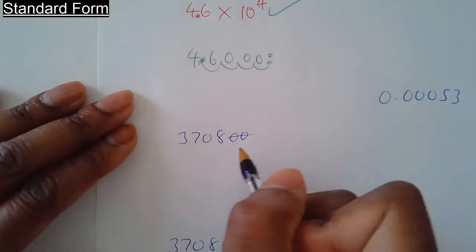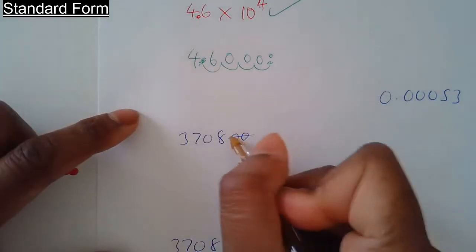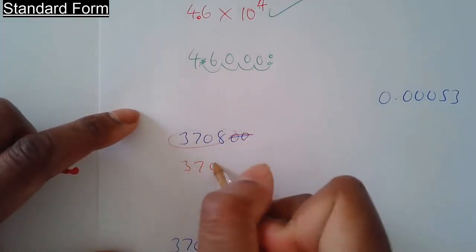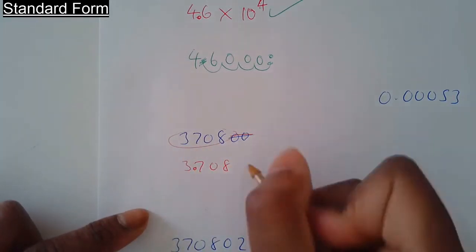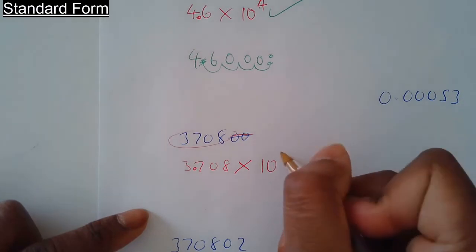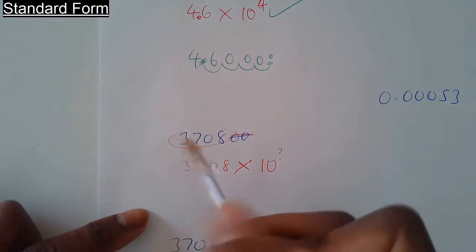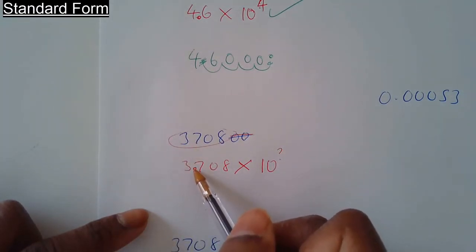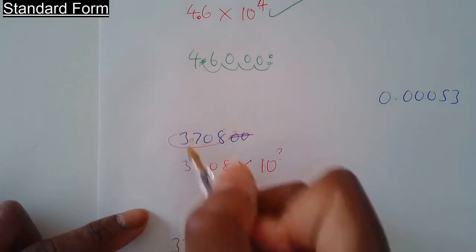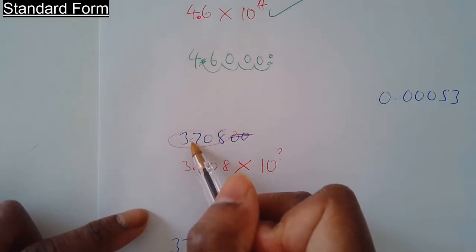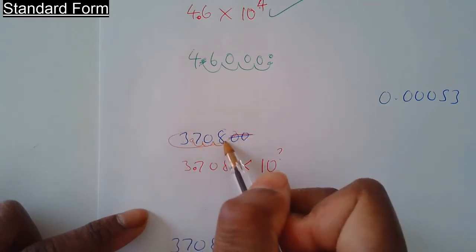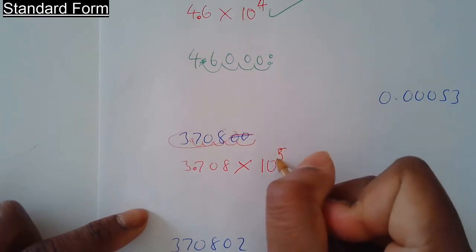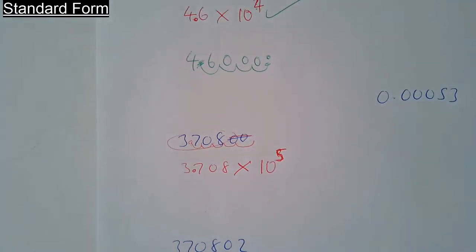Ignore the trailing zeros and copy this part. Force it to become between 1 and 10, times base 10, and a number needs to go there. Right, I need to imagine that the decimal point is between the 3 and 7. How many places do I need to move the decimal point to get it to the far right hand side? That's 1, 2, 3, 4, 5. So you put the 5 there. And you can also check in a similar kind of way.